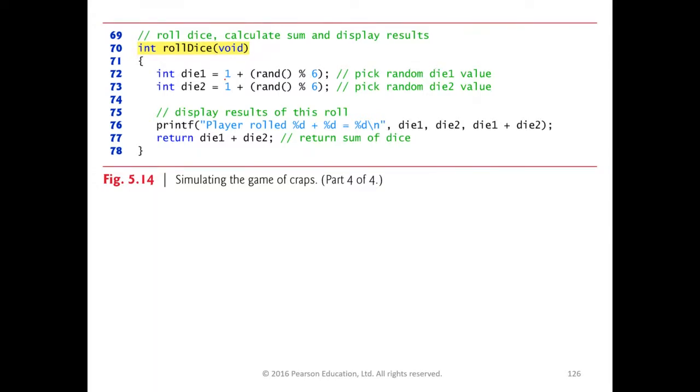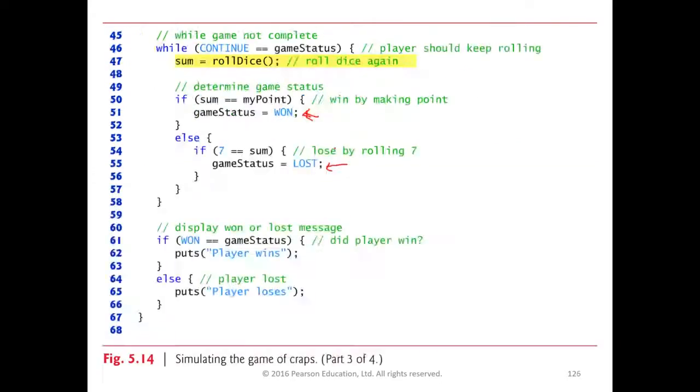So we do that by 1 plus calling the rand function modular division 6. And we repeat this again. So this is the second die. So again, the same statement. So die 1 plus die 2. And then we say, okay, the player rolled these two numbers, and we print their sum, and then we return their sum. So it's a very simple function.